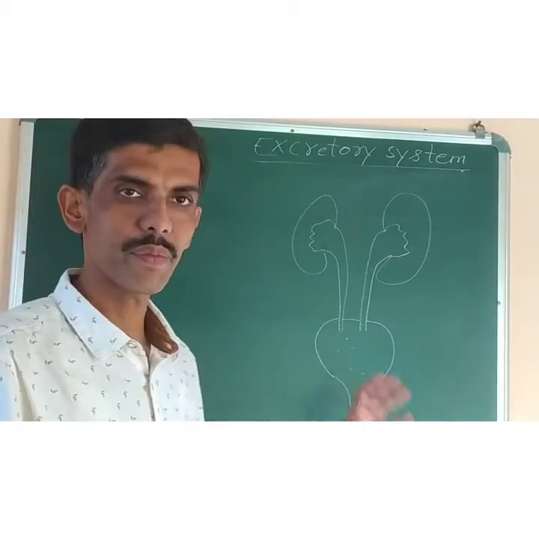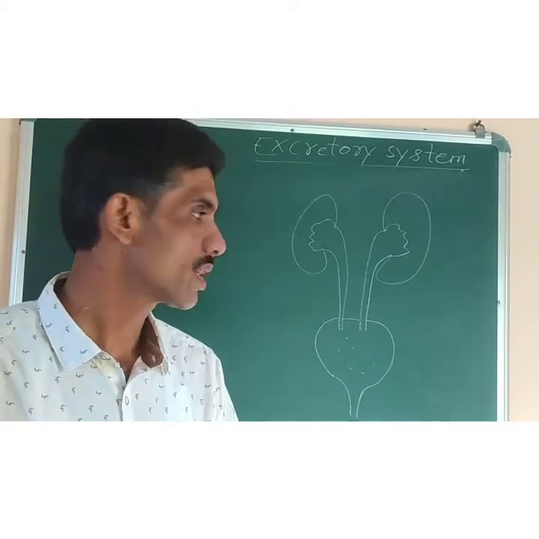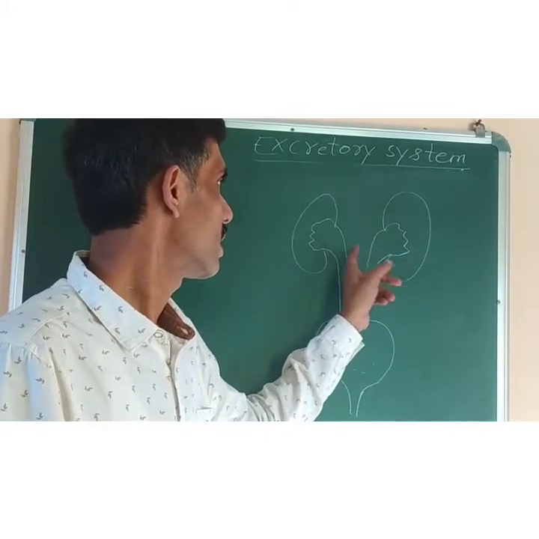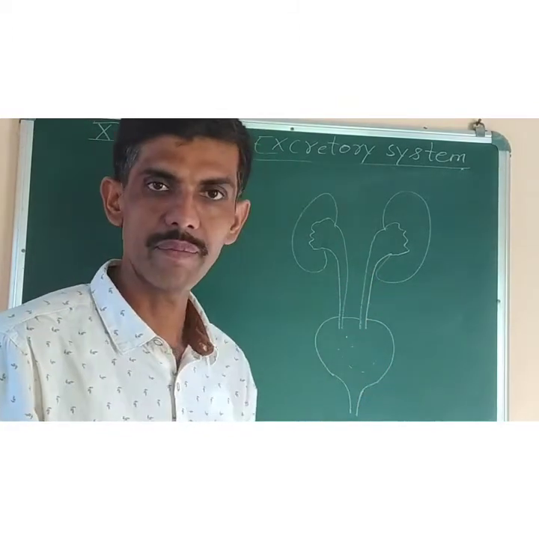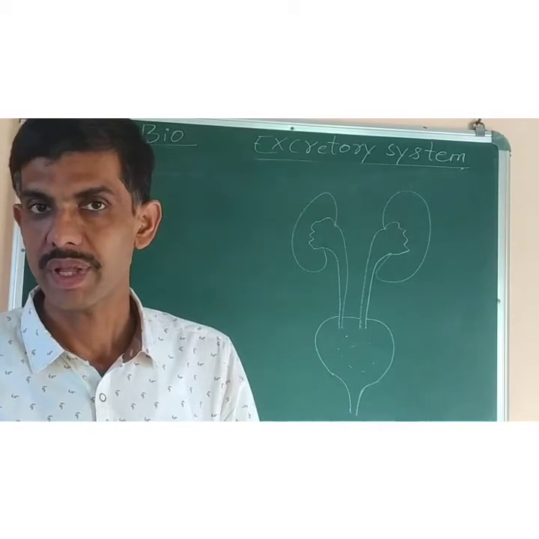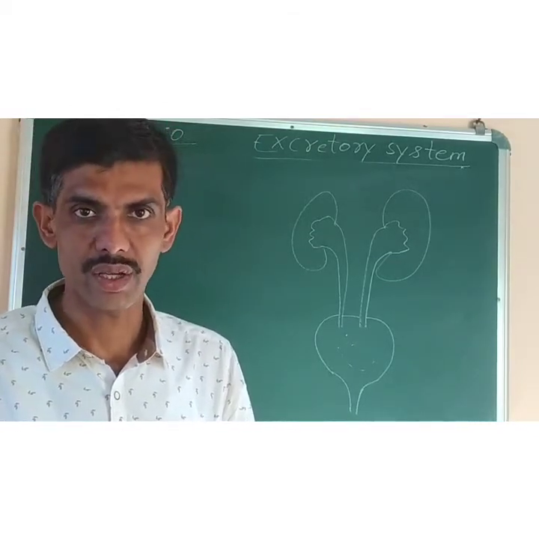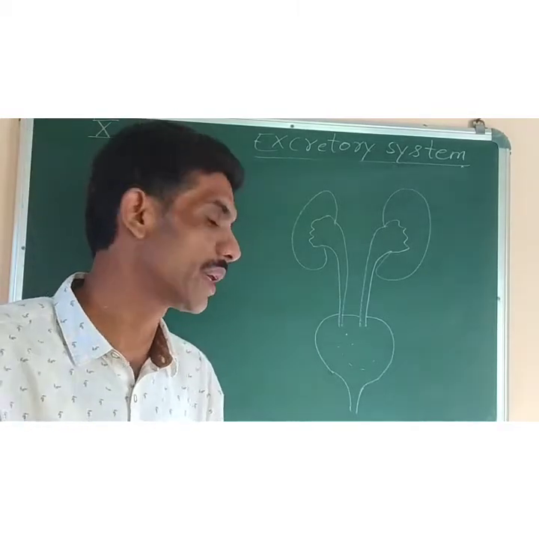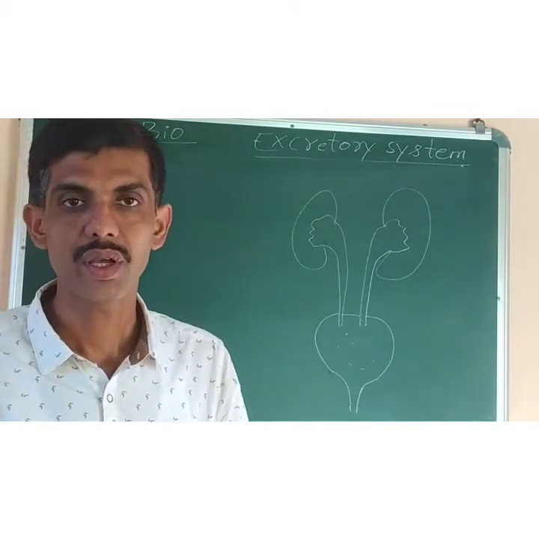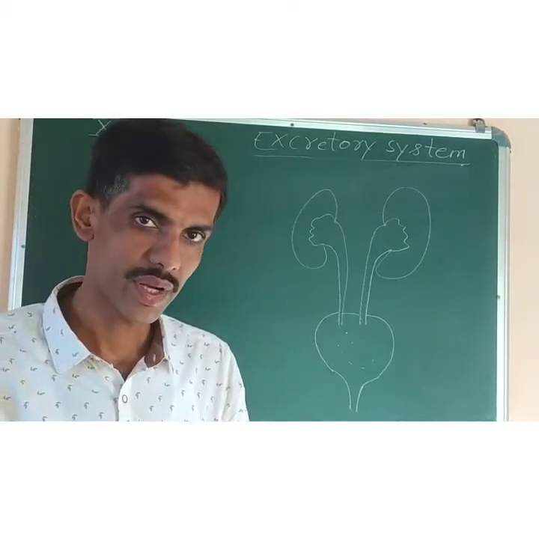So this is the simple diagram of the urinary or excretory system, which consists of a pair of kidneys, the two ducts which are known as ureters, urinary bladder, and the urethra. In male, the urethra is present inside the penis, which helps in the discharge of both the urine as well as the semen. It is a common passage, but in female there is a separate urethral orifice which is meant only for urination.